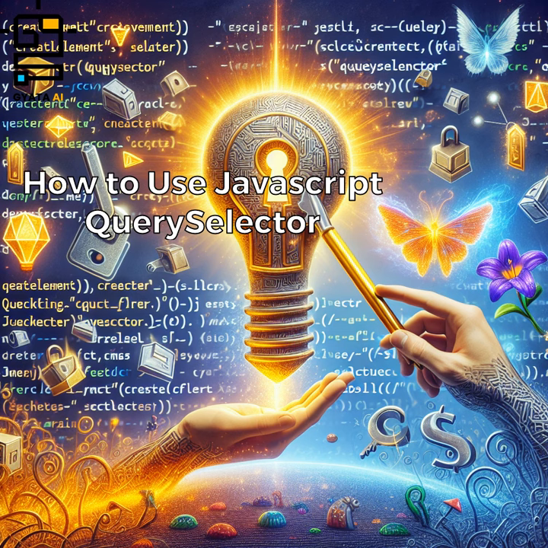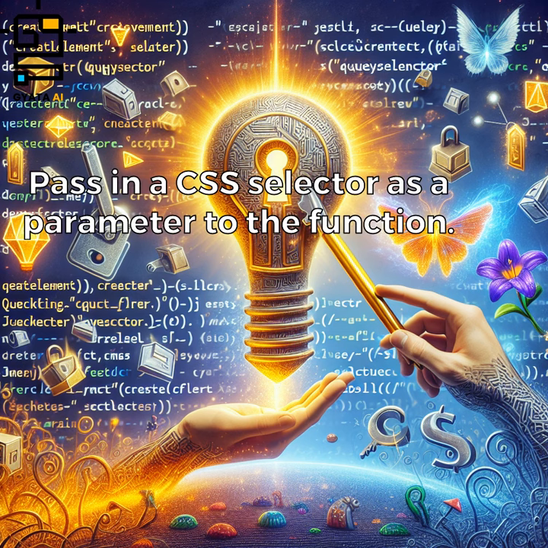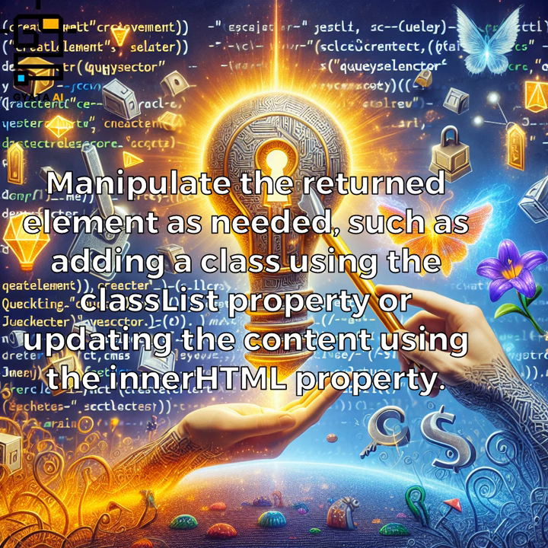How to use JavaScript querySelector? Pass in a CSS selector as a parameter to the function. Manipulate the returned element as needed, such as adding a class using the classList property or updating the content using the innerHTML property.